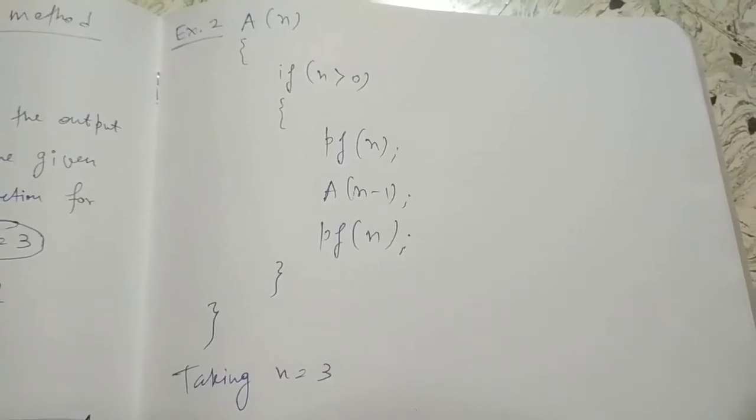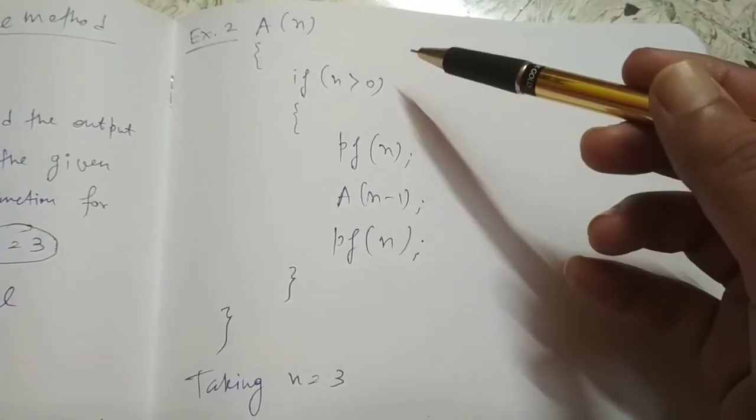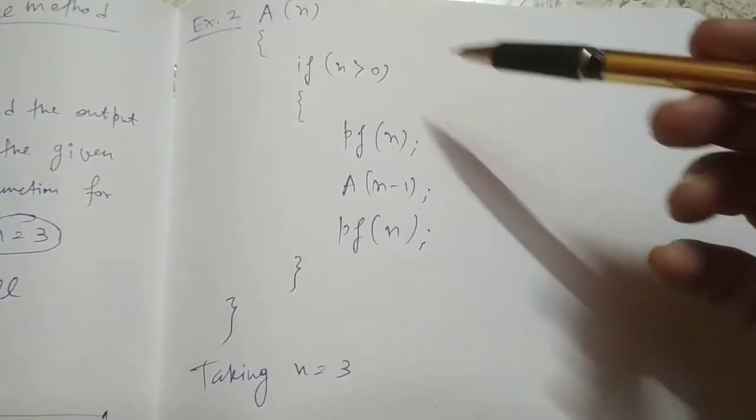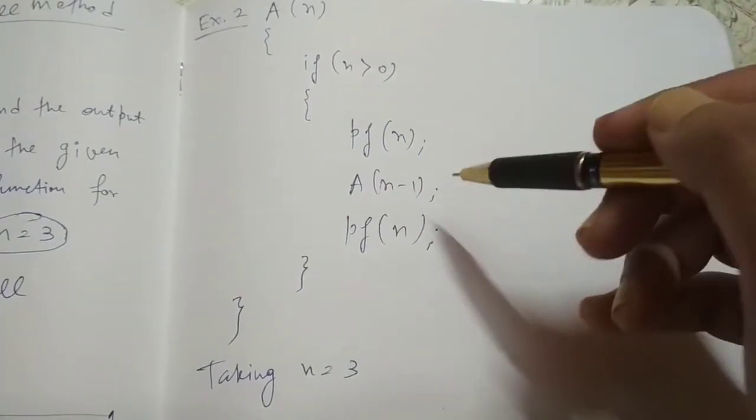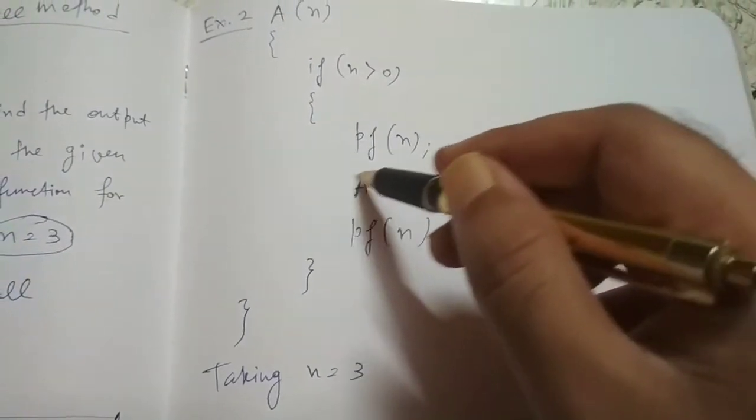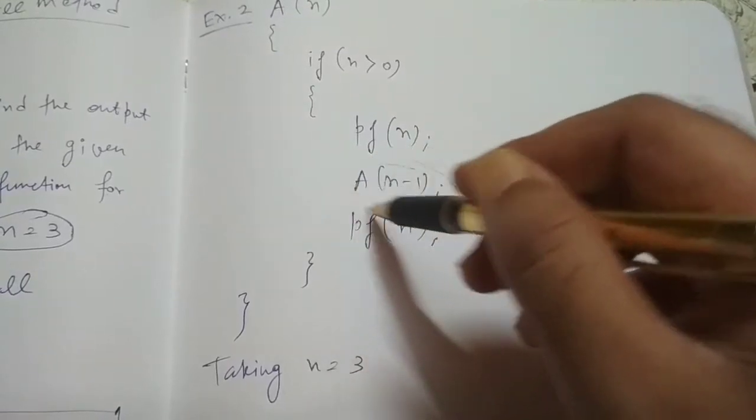Okay, let's take up another example. We can see that I have been given another recursive function. Now, where is the recursive call? The recursive call is present here.